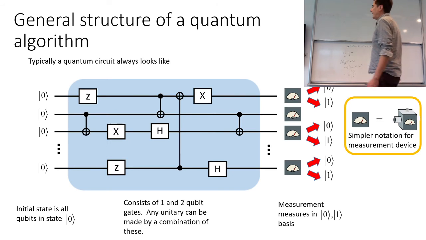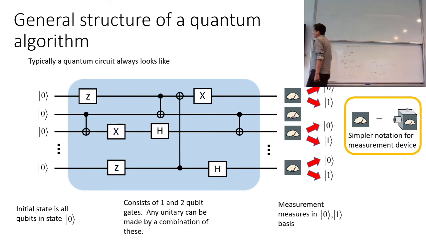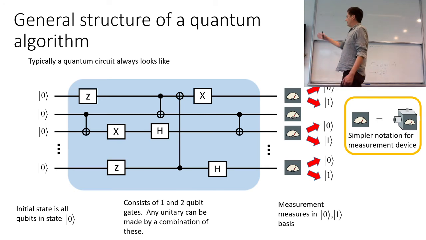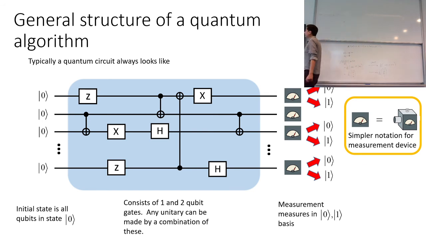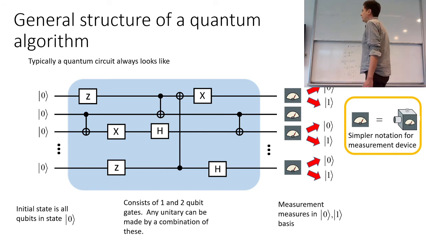So what do I mean by the algorithm? A typical algorithm will look something like this. Some combination of all these gates which we just talked about: Z, X, H. This is just some random algorithm that I made up, so I don't really even know what it does. Probably nothing very useful. But typically, it might look something like this, just some combination of all these different gates.